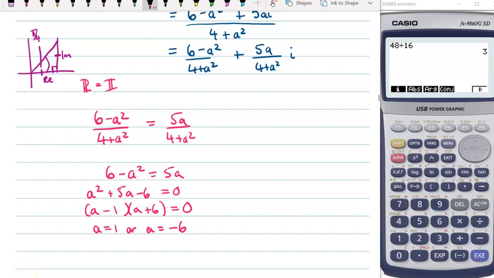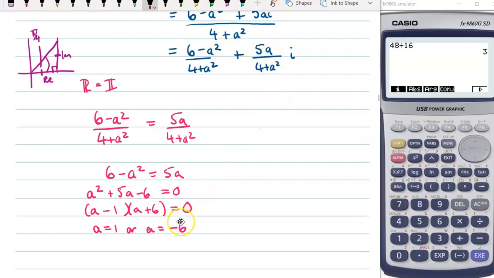Then considering where it needs to be on the Argand diagram, it's got to be in the positive quadrant where both the real and imaginary parts are positive. So consider what happens if we put 1 as a positive number into here. That's going to stay positive. If we put 1 into here, this stays positive.